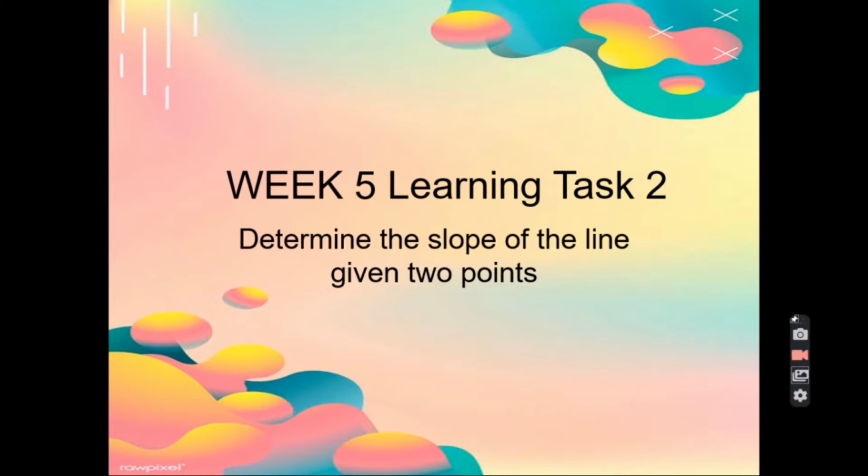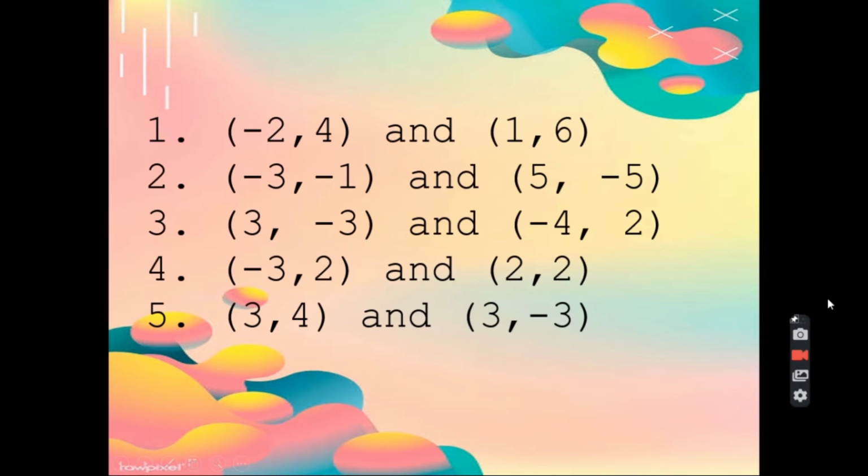And we are tasked to determine the slope of the line given two points. So, at the end of this discussion, malalaman ng class kung paano natin ma-determine ang slope of the line given 2 points. So, we have here our given 1 to 5. So, for number 1, we have negative 2, 4, and 1, 6. So, let's begin.